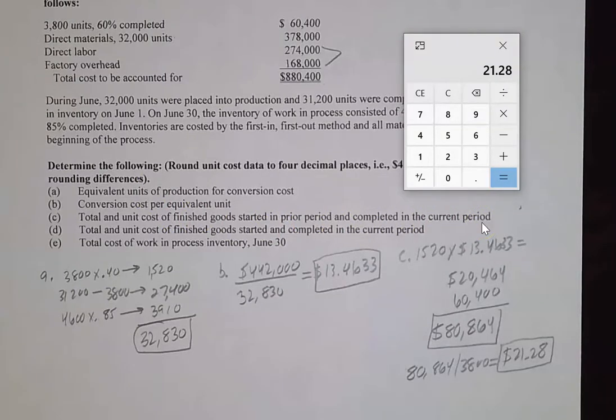Okay, so we're accounting for everything here. This is a combined figure for both conversion costs as well as direct material. So we have 3,800 units at a total cost of 80,864 and a per unit cost of $21.28.